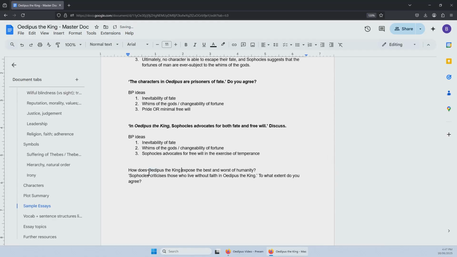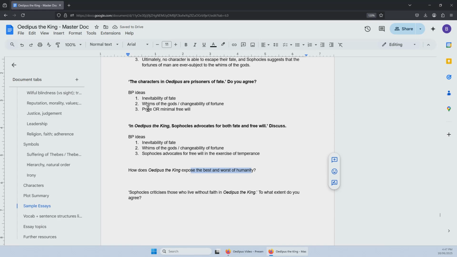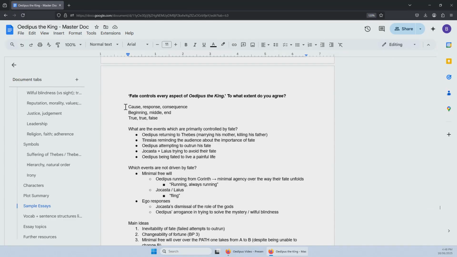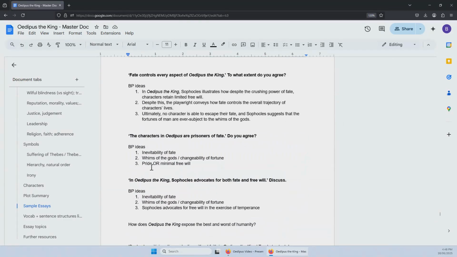So as an example of some weird things that you might get on different themes, how does Oedipus the King expose the best and worst of humanity? And Sophocles criticizes those who live without faith in Oedipus the King. To what extent do you agree? So how does Oedipus the King expose the best and worst of humanity? So for this one, we'd be thinking a little bit more about this pride aspect and when people are really good in humanity and when people are not so good. So again, we'd go back to this original brainstorming process. We'd either fit it to a true, false structure or a cause, response, consequence one. And we'd use that to work out what we're going to say.